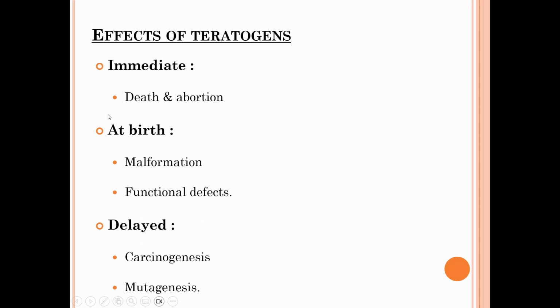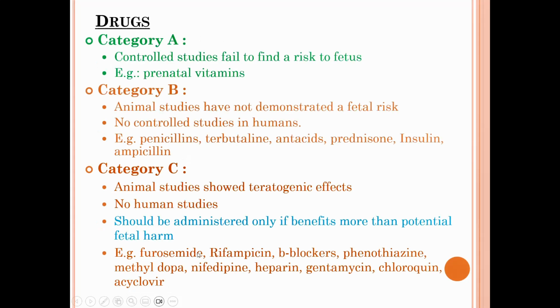Effect of teratogen: immediate effect will be death and abortion. At birth there can be malformation or functional defect, and delayed effect can be carcinogenesis or mutagenesis. Now what are the different drugs? So category A, where the control studies fail to find a risk to fetus.